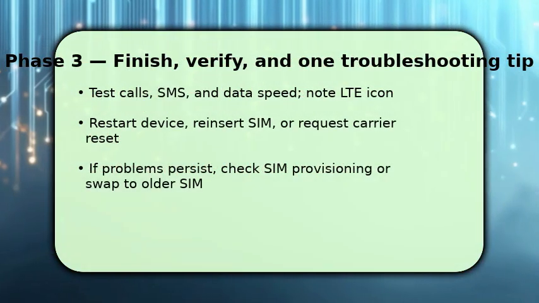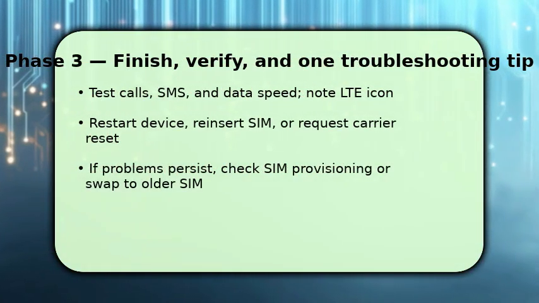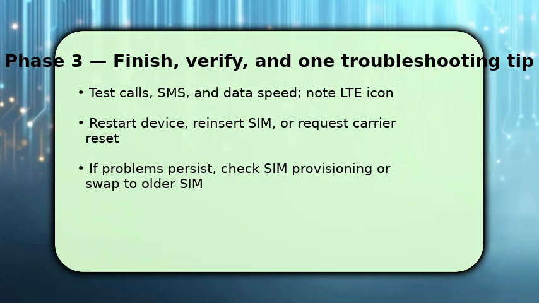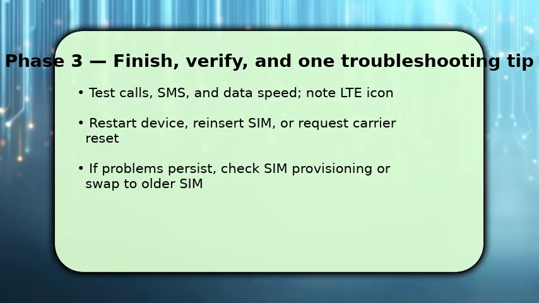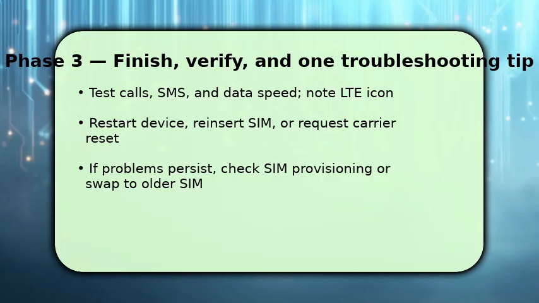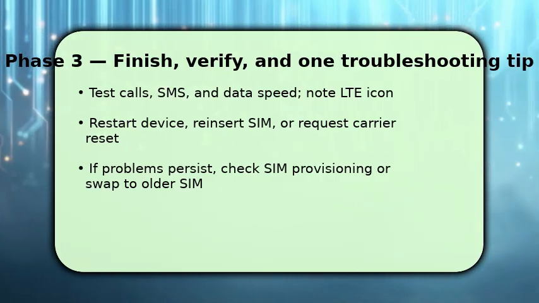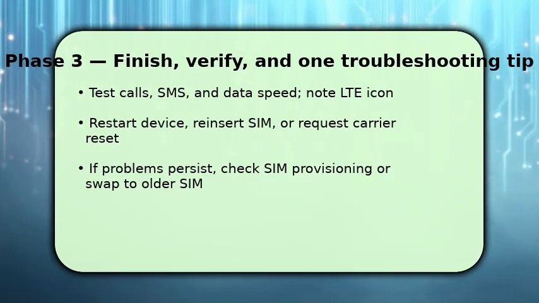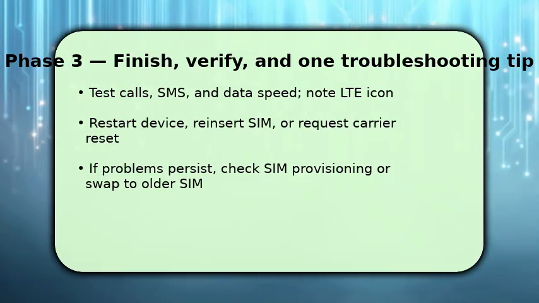Finish by verifying the service works as expected. You should see an LTE or 4G icon, place a call, send an SMS, and run a quick speed test to confirm data. If something fails, restart the phone, power cycle the SIM tray, and retry. If issues remain, contact carrier support to verify SIM provisioning or request a network profile push.